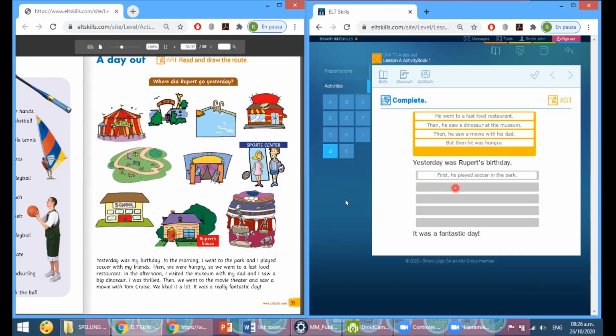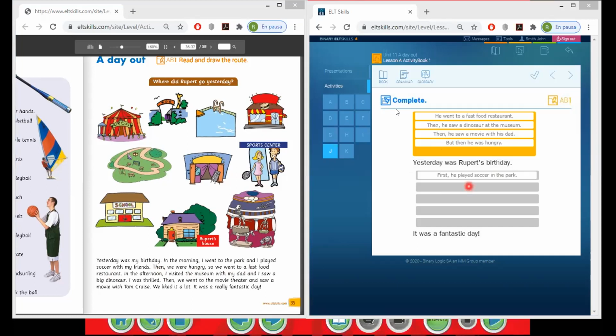What is the next sentence? Then we were hungry, so we went to a fast food restaurant. Tell me please, in the platform, what sentence is after he played soccer? What sentence is after he played soccer? I went to the park and I played soccer with my friends. Then we were hungry, so we went to a fast food restaurant. What sentence of this is coming next? Tell me, please, what is the sentence? He saw a dinosaur, he saw a movie, he was hungry, he went to a fast food restaurant. No idea?